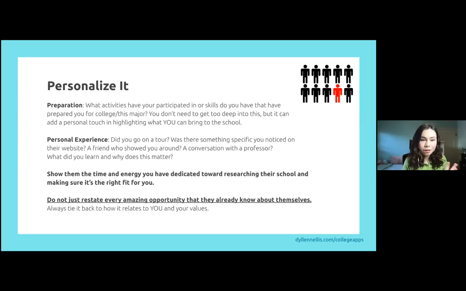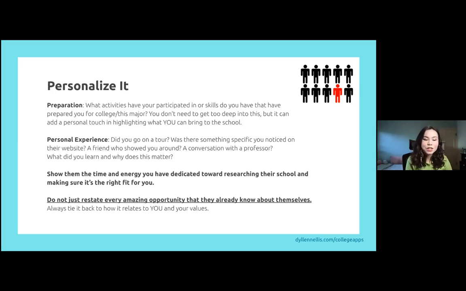Personal experience is always nice to touch on too. If you happen to go on a tour or notice something really specific on their website, or maybe a friend showed you around campus, or maybe you had a conversation with a professor, what did you learn from this experience and why does it matter? Why does it make you want to go to the school? You don't need to, but it helps to show them the time and energy you have dedicated toward researching their school and making sure it's the right fit for you.